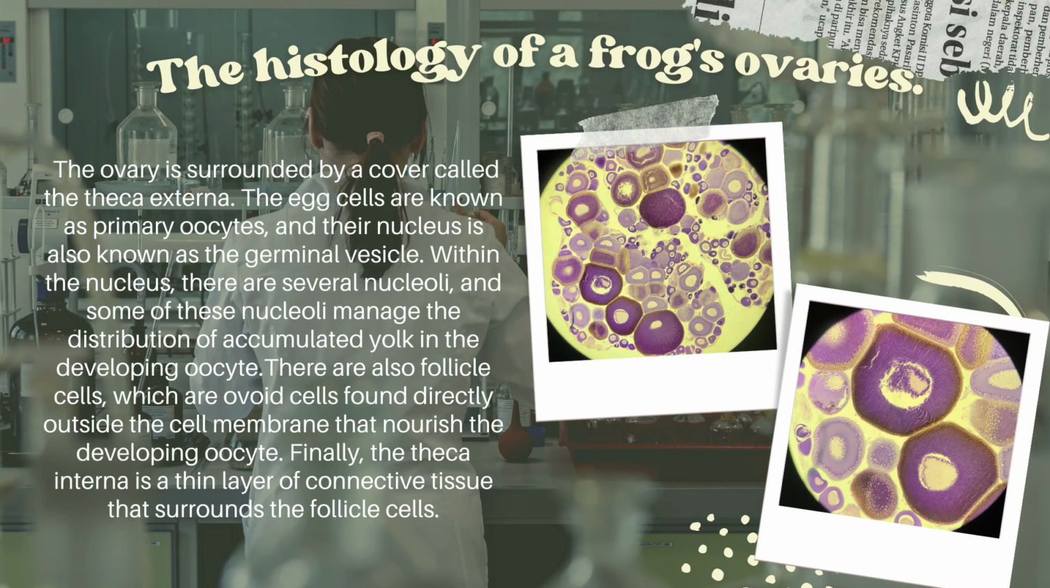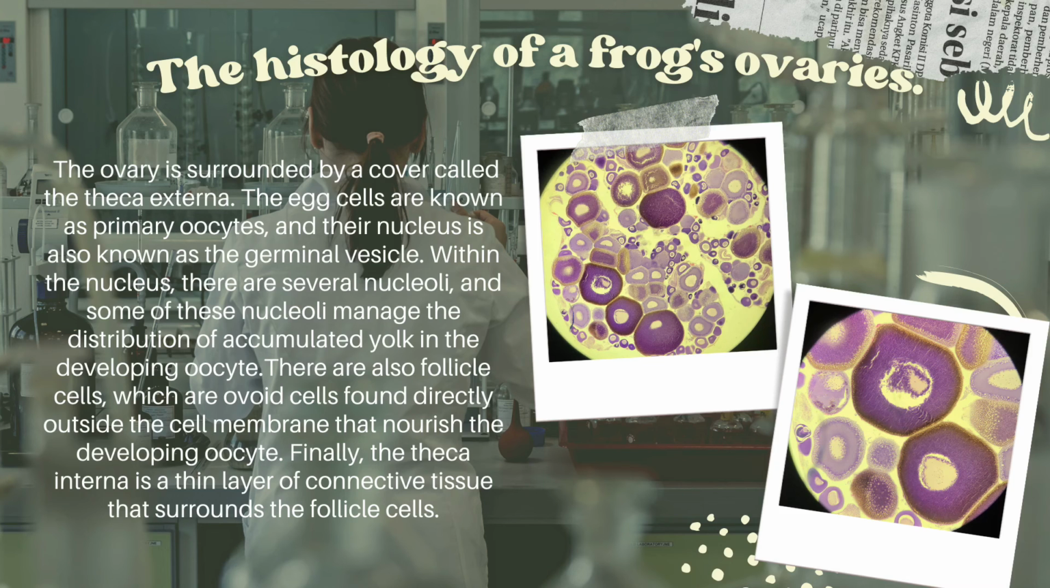We'll now look at the histology of a frog's ovaries. The ovary is surrounded by a cover called the theca externa. The egg cells are known as primary oocytes, and their nucleus is also known as the germinal vesicle.